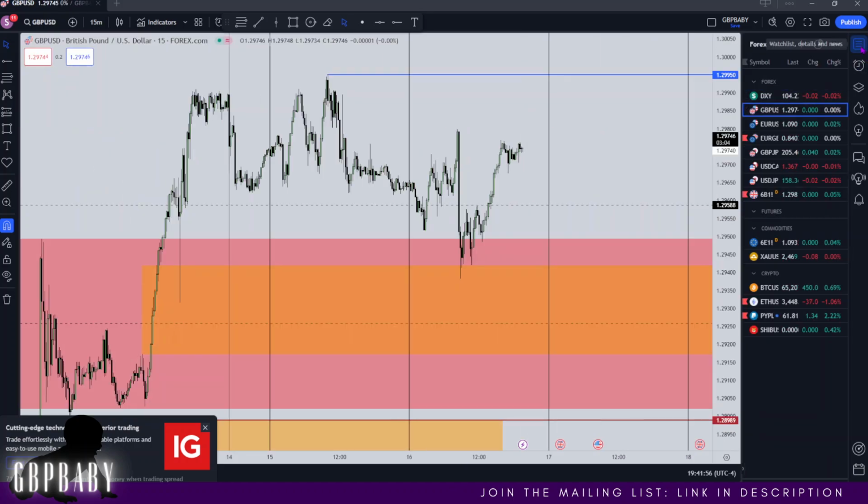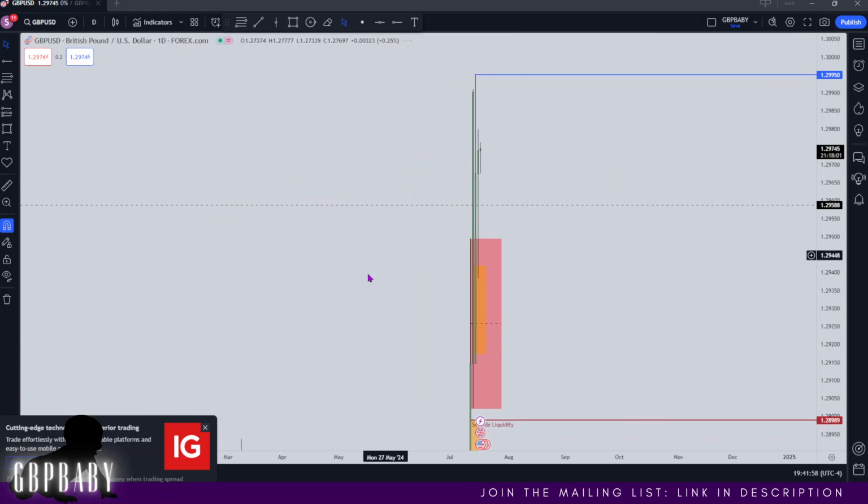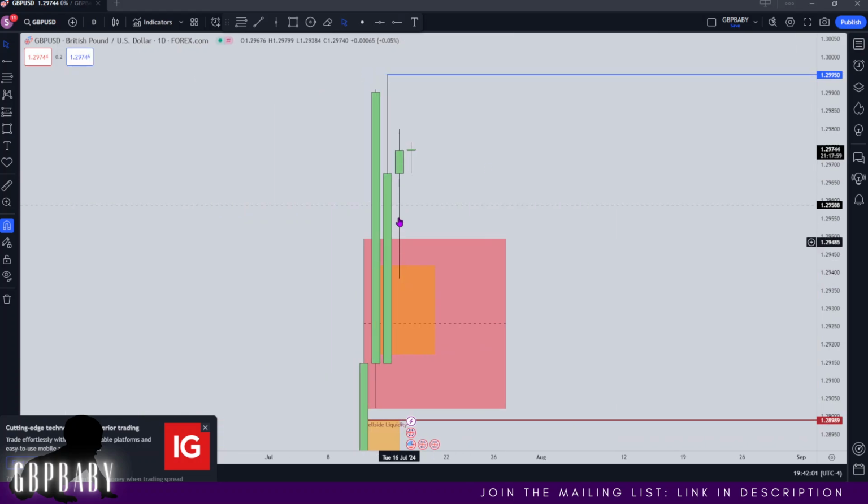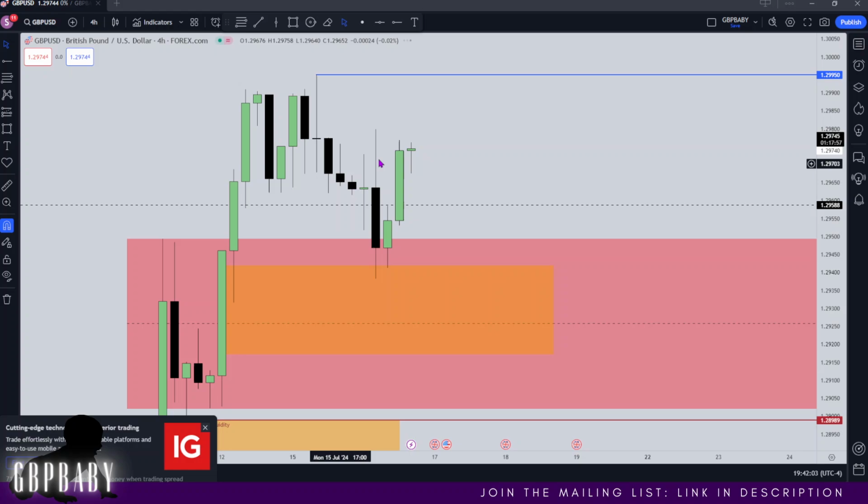Let's continue on to GBP USD. We'll start on the daily here as well. Now the daily's looking very ugly, but you can see we did wick down into the range I delineated. We didn't get as deep as I anticipated, which is fine.